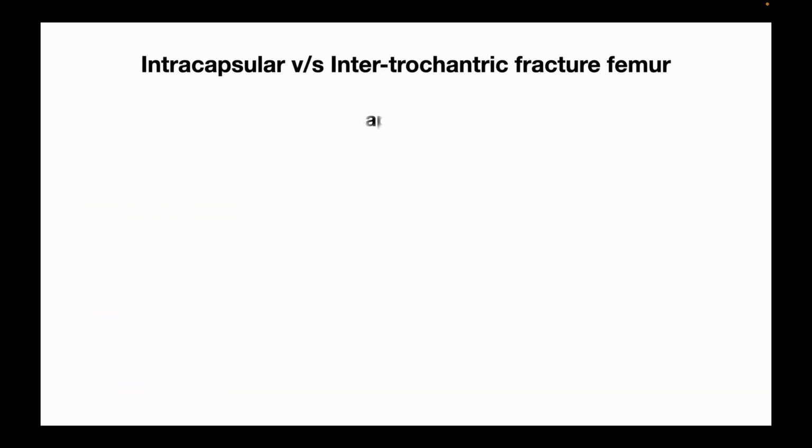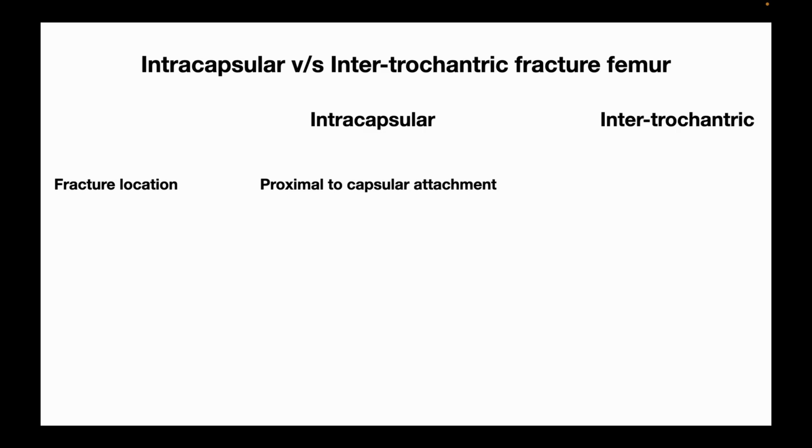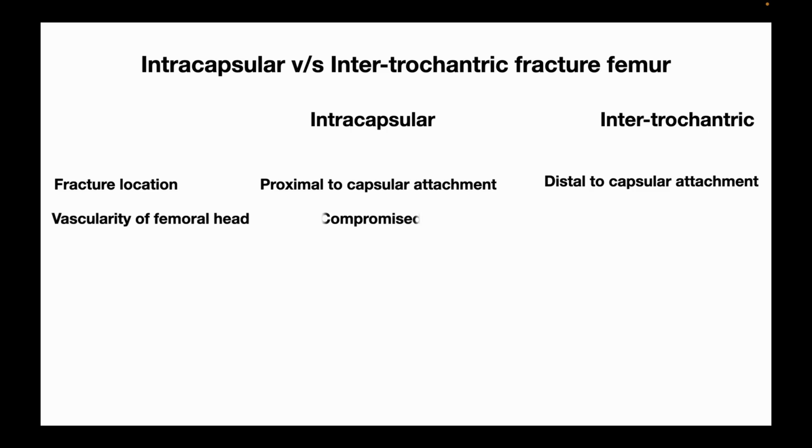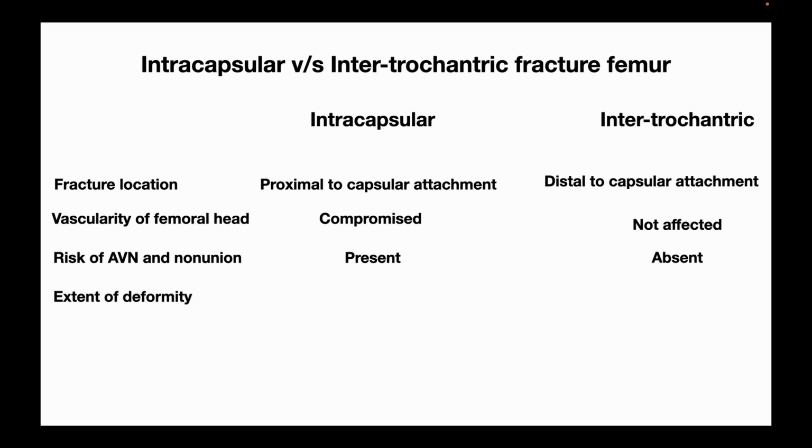Let's now look at the key differences between these two types of fractures. In an intracapsular fracture, the fracture line is proximal to the capsular attachment and it is distal in intertrochanteric fracture. The vascularity of the head is compromised in intracapsular fractures due to disruption of retinacular vessels. It's not affected in intertrochanteric fractures. Due to this, there is a risk of AVN and non-union in intracapsular fractures which are absent in intertrochanteric fractures. If you look at the extent of deformity, which is shortening and external rotation, it is moderate in intracapsular fractures and severe in intertrochanteric fractures.